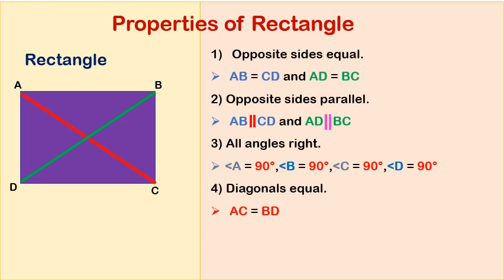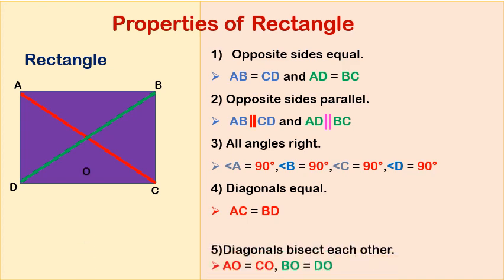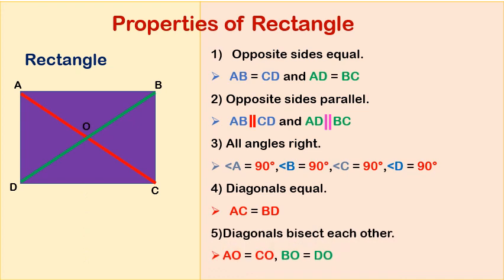And you can see these diagonals bisect each other, which means each diagonal cuts the other into two equal parts. So we get AO equals CO and BO equals DO.